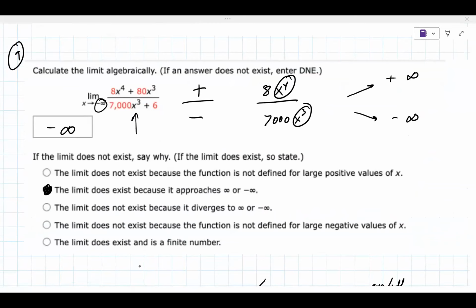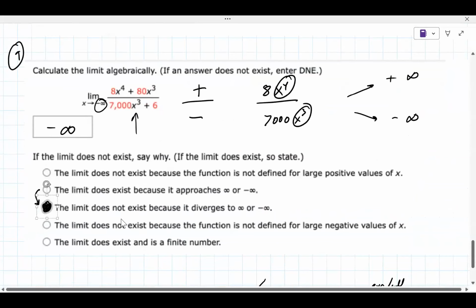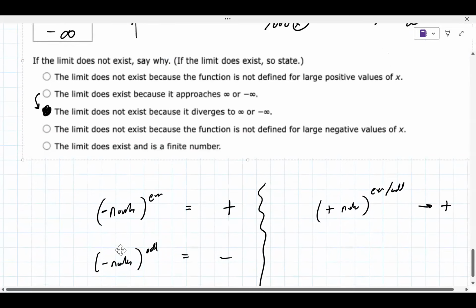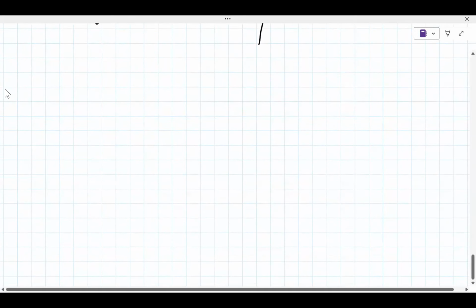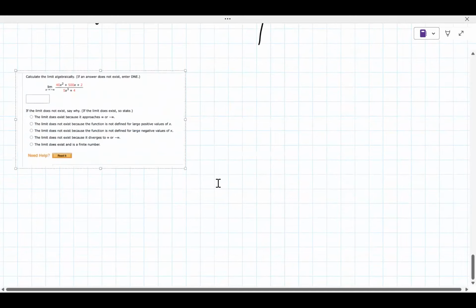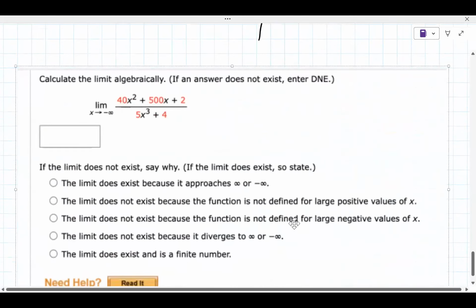So let's go for the other one. The way I think the language here works is that it only exists if it goes to a finite number. The limit does exist because it diverges. Okay, I'll try that one. Yeah, it took that one. The limit does not exist because it diverges to positive infinity or negative infinity.